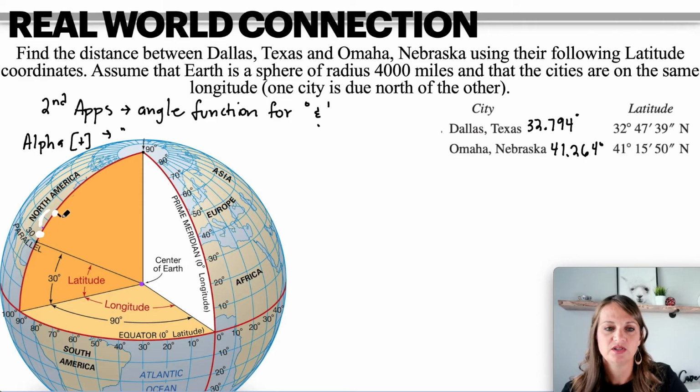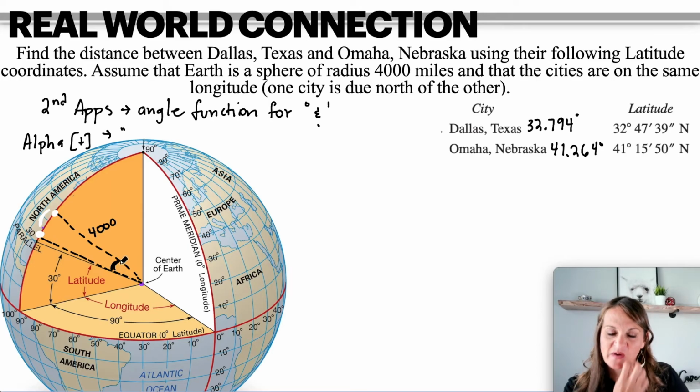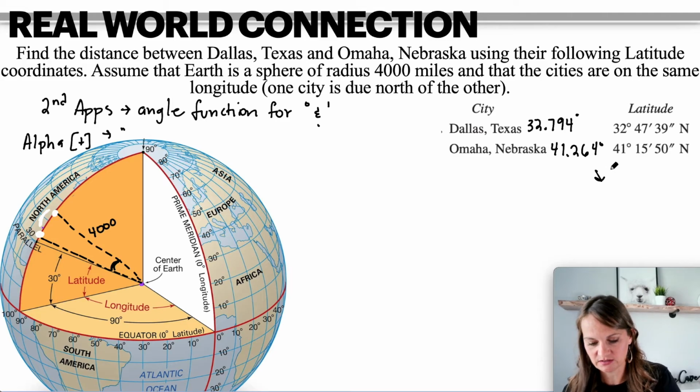So basically what we're doing is drawing this out. First we know the radius is 4,000. We need to find this angle. Well, first thing we need to do is find it as a degree. So if you subtract these two numbers, you will get roughly 8.4698 degrees. But we need this in radians.